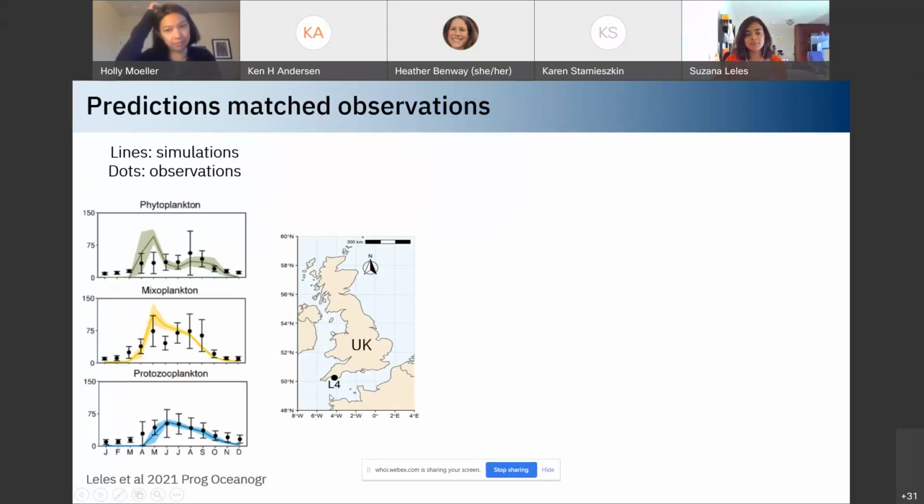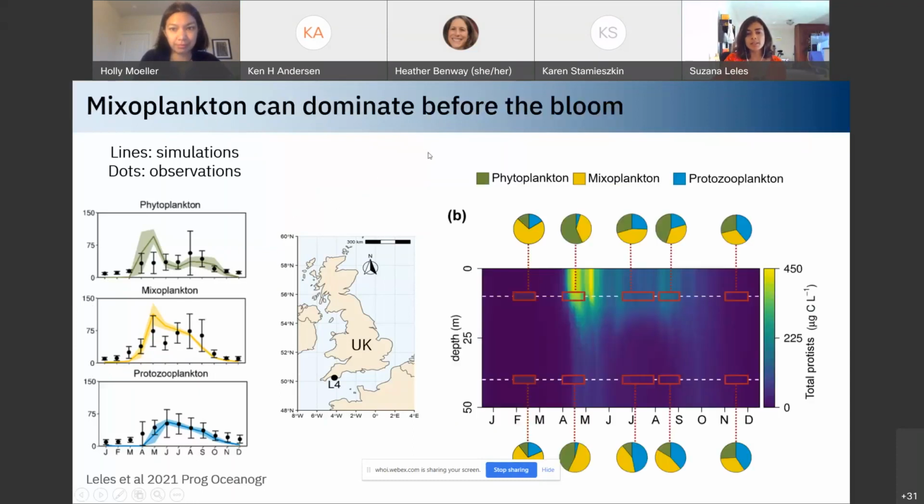We use 9-year long-term data sets, and we were able to represent the seasonal succession of different trophic strategies among protists. So here you can see the climatological means for the observational data represented by the dots, and the lines show our simulations. The top plot shows the phytoplankton biomass, the middle plot mixoplankton biomass, and then in the bottom we have the protozooplankton biomass.